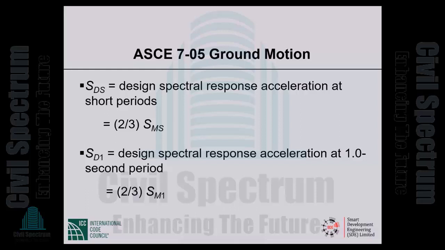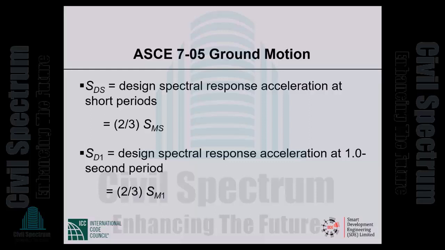Two-thirds of S sub MS is S sub DS, the design short period ground motion parameter that would define the flat top part of the design spectrum. And two-thirds of S sub M1 is S sub D1, which will define the descending part of the design spectrum: S sub DS, S sub D1. The two-thirds is the reciprocal of 1.5, 1 divided by 1.5.